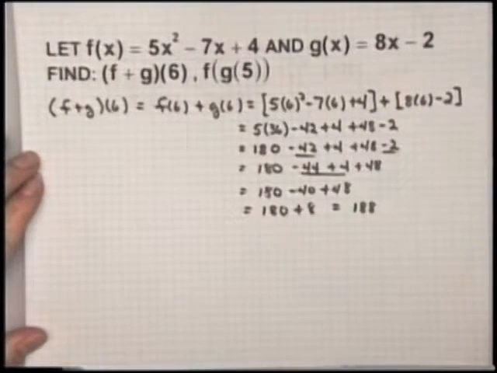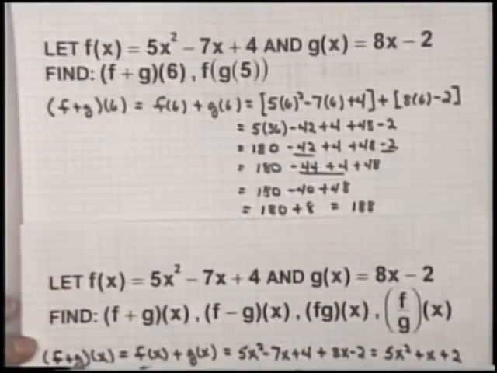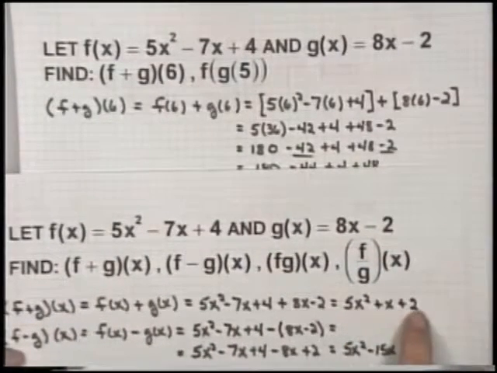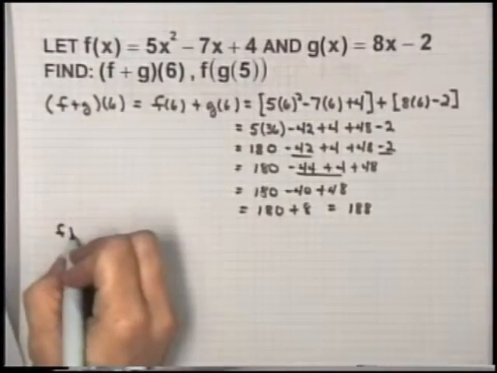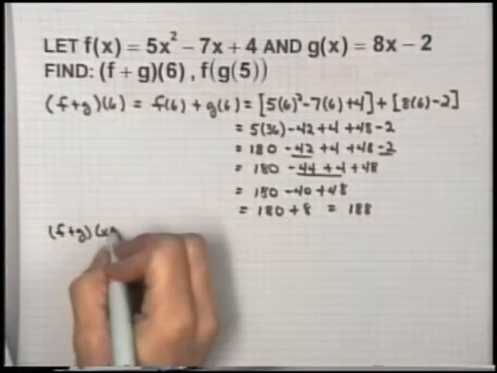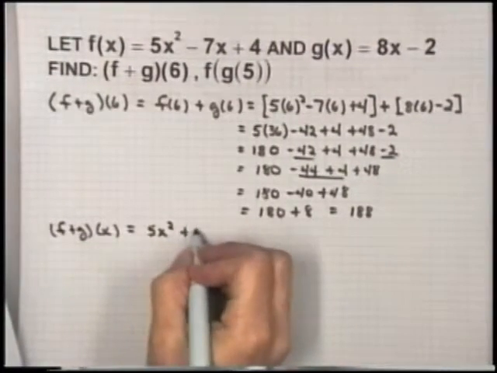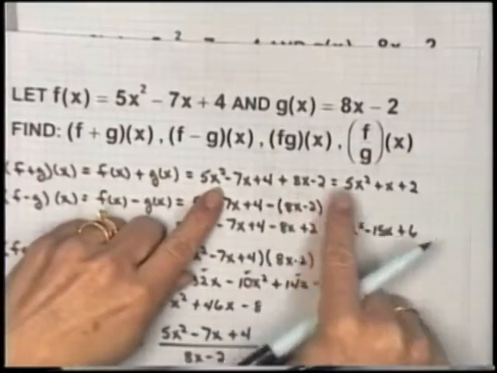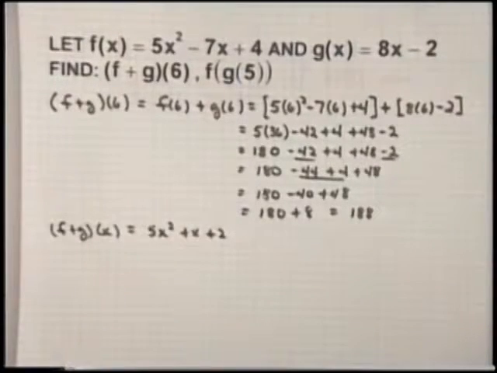Now, I want to show you another way. In this previous example, we did f plus g of x, and we got a function form. Let me rewrite that for us over here. We got f plus g of x to be equal 5x squared plus x plus 2. Let me show you that again. When we did f plus g of x, f of x plus g of x, we got 5x squared plus x plus 2. So that's kind of like a formula, isn't it?